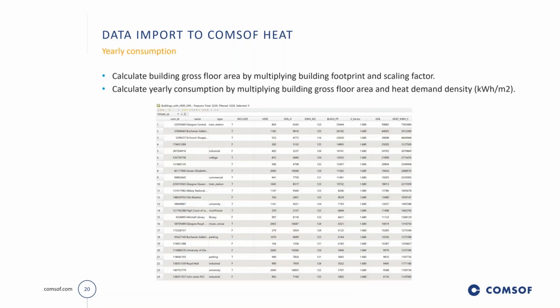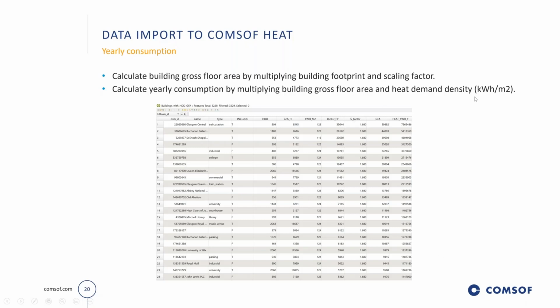Once we have the scaling factor and the building footprint, we can calculate the approximate building gross floor area by multiplying these two values. Then we can calculate yearly consumption by multiplying the building gross floor area and the heat demand density.